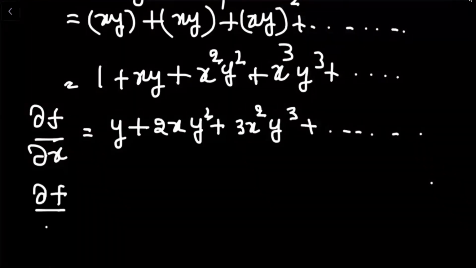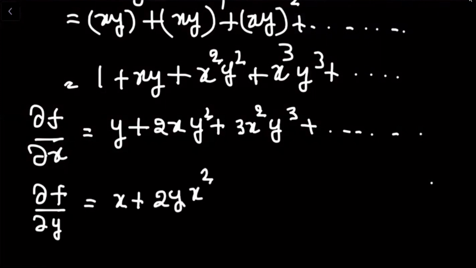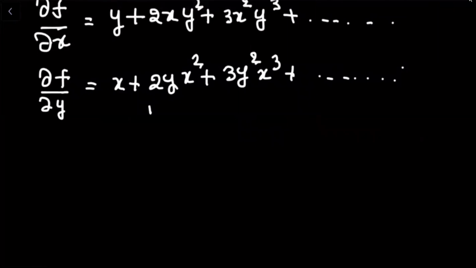Differentiating with respect to y equals x + 2y x² + 3y² x³ + and so on. This is what the partial derivatives are, basic problems regarding the partial derivatives. In the next class, we'll see the second order partial derivatives, and we'll also learn the chain rule of partial derivatives, Laplace equations, and so on in the next video.